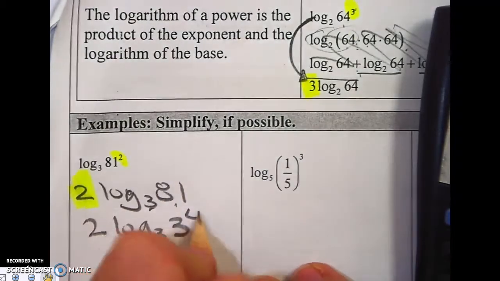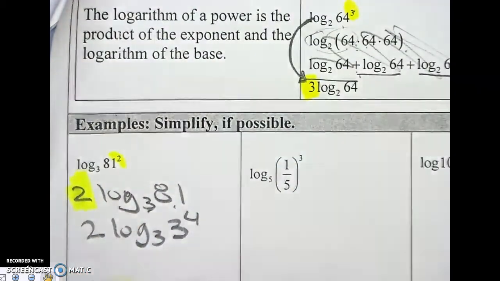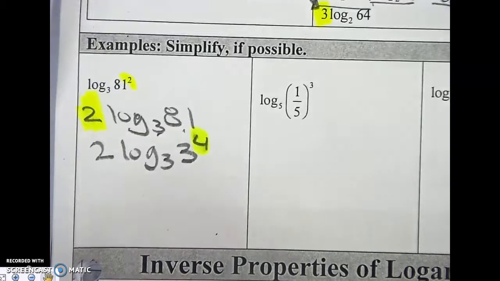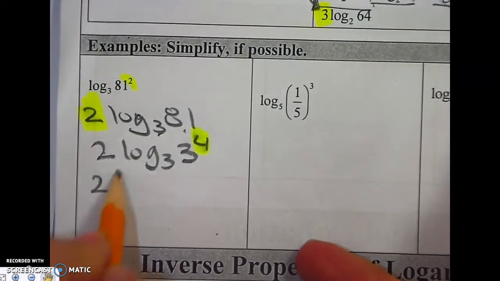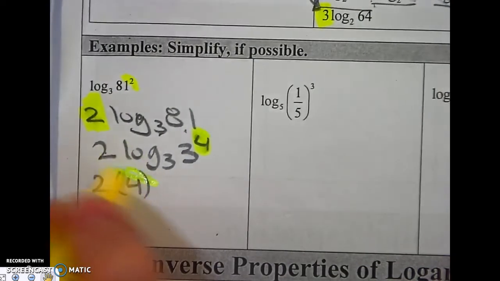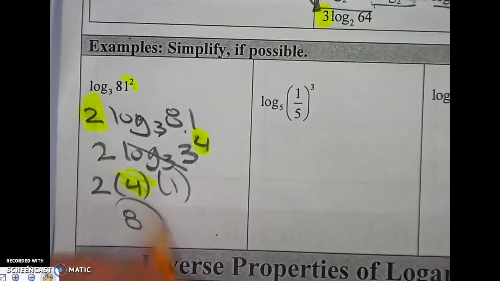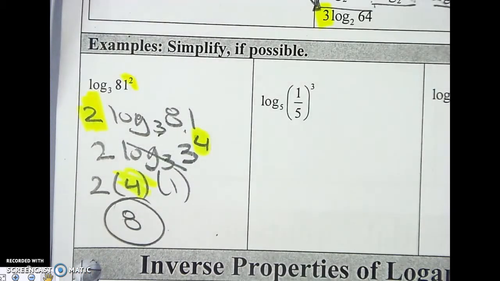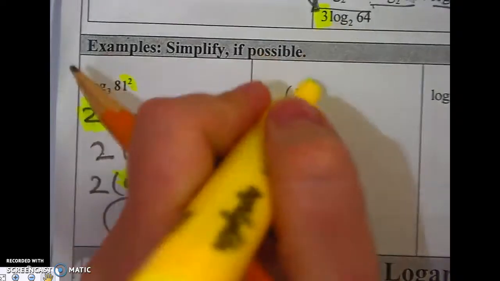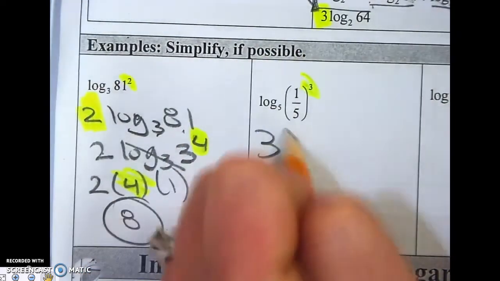So there's a 4. But how this is different is I have another exponent. So now that exponent also gets big. So this gets brought down. That 4 gets big. And remember log base 3 of 3 is 1. 2 times 4 times 1, 8. Okay. Next problem. Little guy, big.